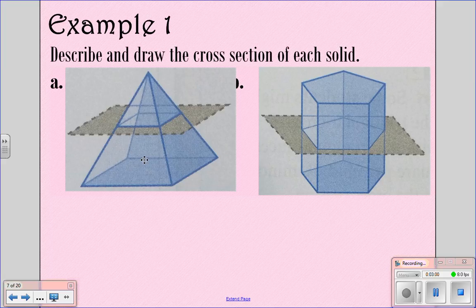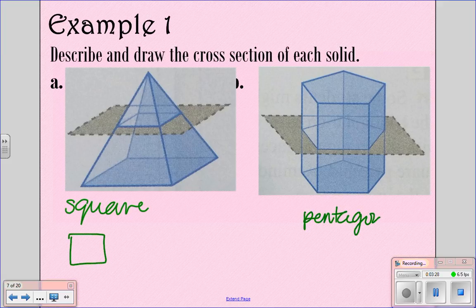So look in here, it says to describe and draw the cross section of each solid. Well, if you look here, the cross section is the figure that's right here. So what shape is that? It's a square. And so now you just need to draw your square. And so there's my square that I drew. For this one, if you look, this is the cross section here. So it is a 5-sided figure, which is a pentagon. And so then you just need to draw a pentagon.